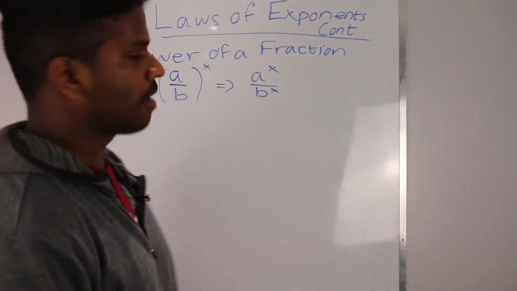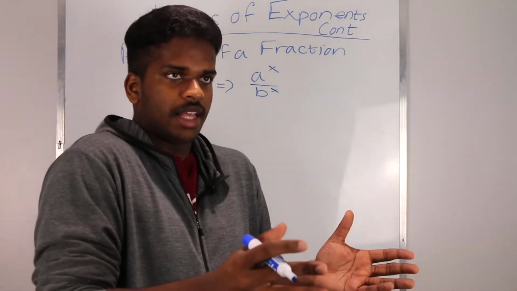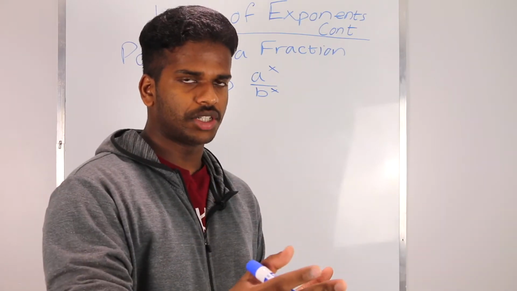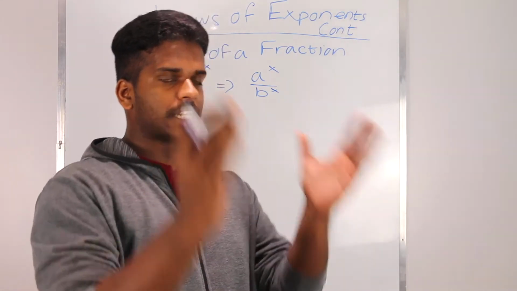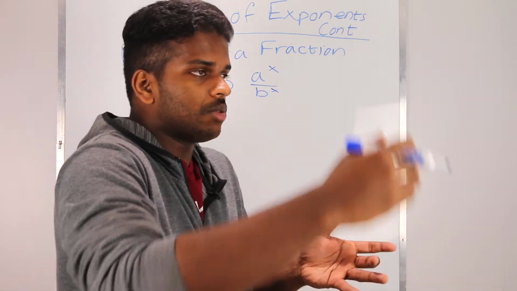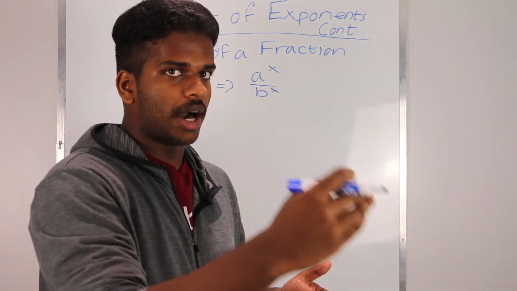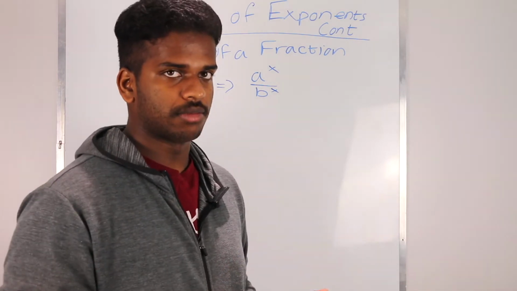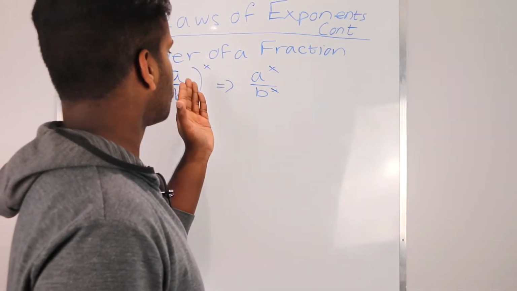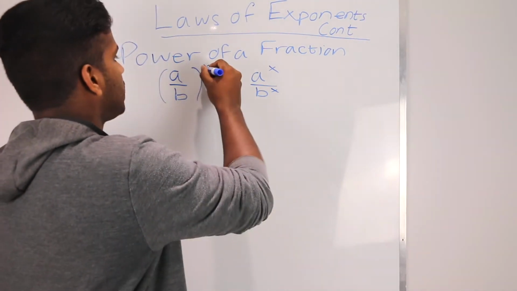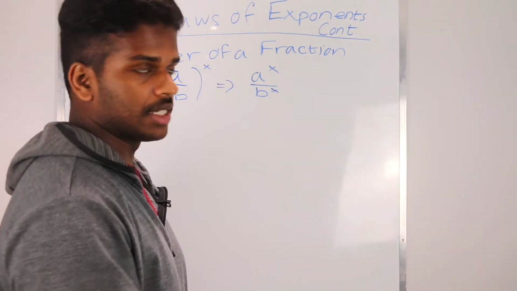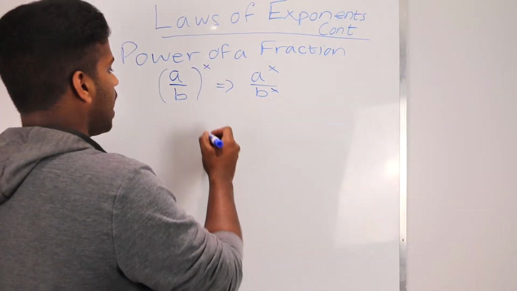So, power of a fraction. Remember in the first introduction video, I talked to you guys about the definition of an exponent. What does that mean? An exponent basically indicates how many times you are multiplying the base by itself. So here we are multiplying the fraction by itself however many times, as indicated by the x value, which represents our exponent.